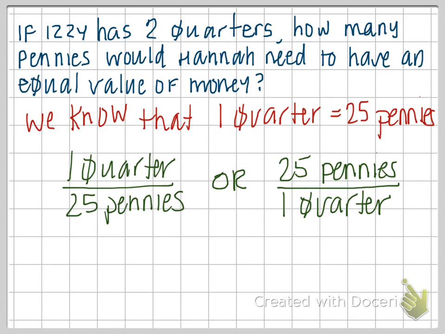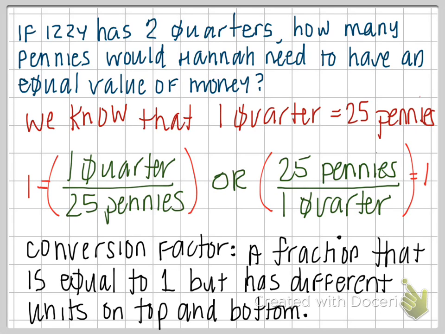We can call these conversion factors because technically they're both equal to 1. So I can multiply anything by this or this, and I'm not changing the value, but I can use it to change the units. A conversion factor is a fraction that is equal to 1 but has different units on the top and bottom.